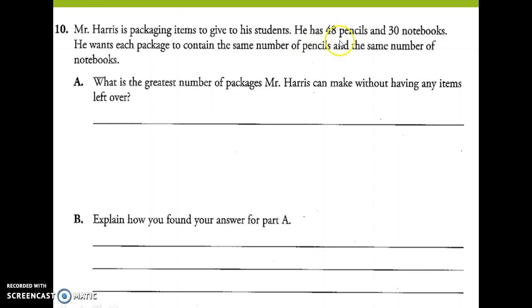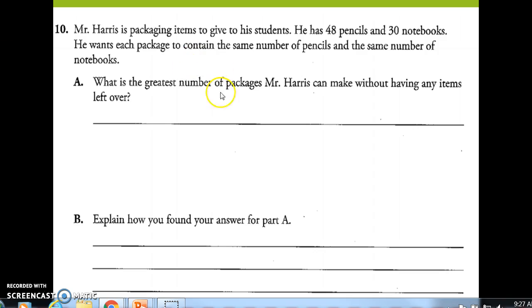48 pencils, 30 notebooks. You had to find the greatest common factor between 48 and 30. The GCF will tell you in each package how many pencils and how many notebooks were in each package. So you were looking for the greatest common factor between 48 and 30. Please see my solution in lesson 12.2 if you did not already. I did write out the solution for you.